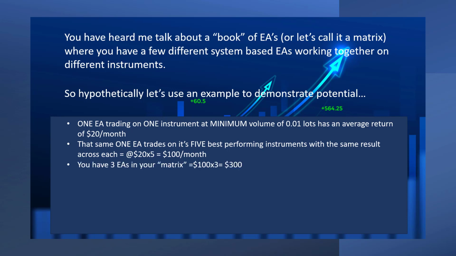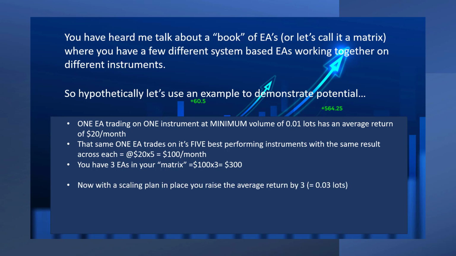Let's say we have 3 EAs in our matrix. So that's $100 times 3 equals $300. And obviously we're getting more and more interesting as we go. So this is the power of several EAs working together, starting to eventuate.